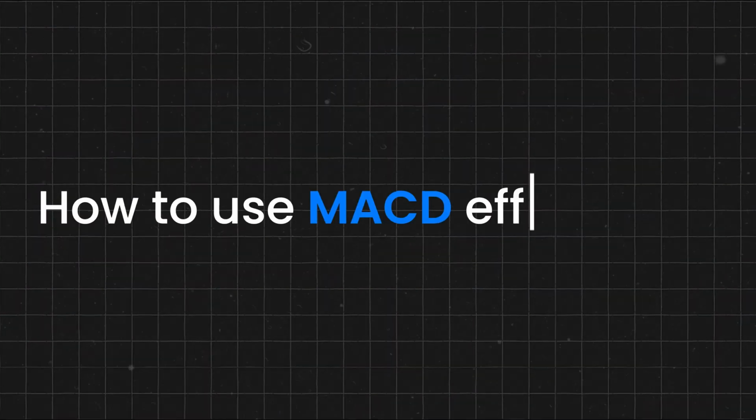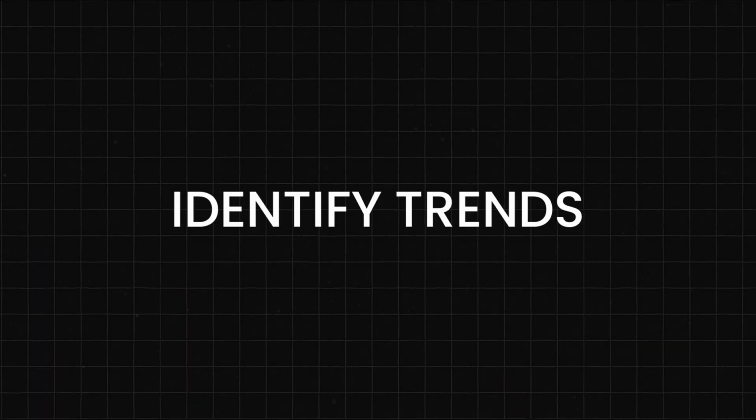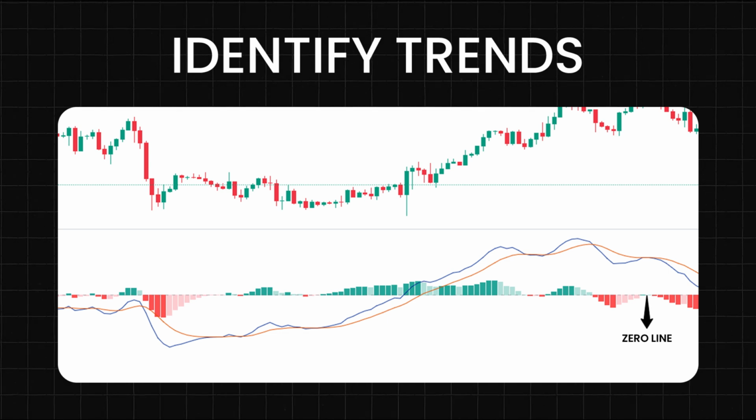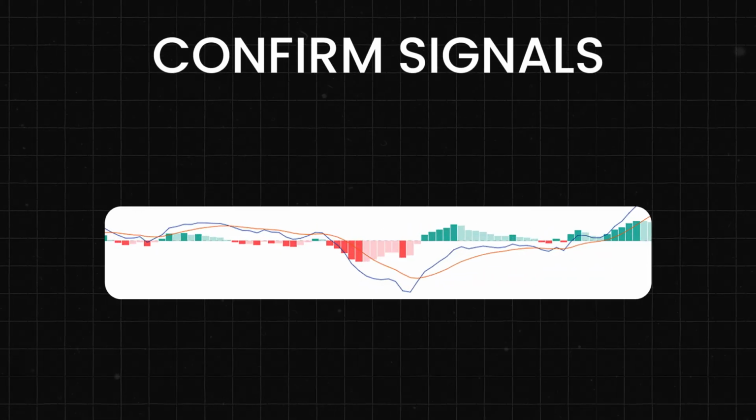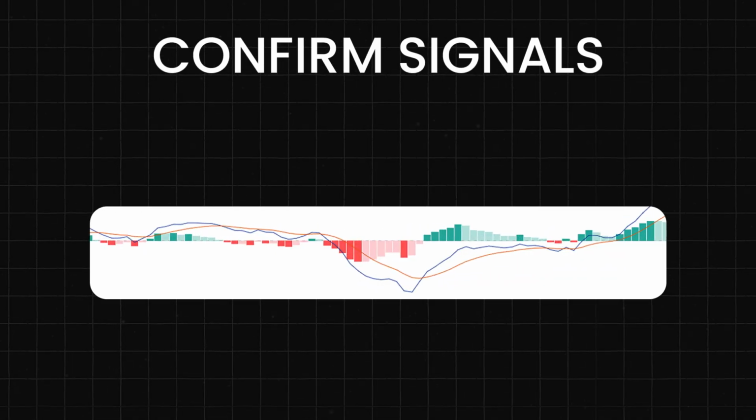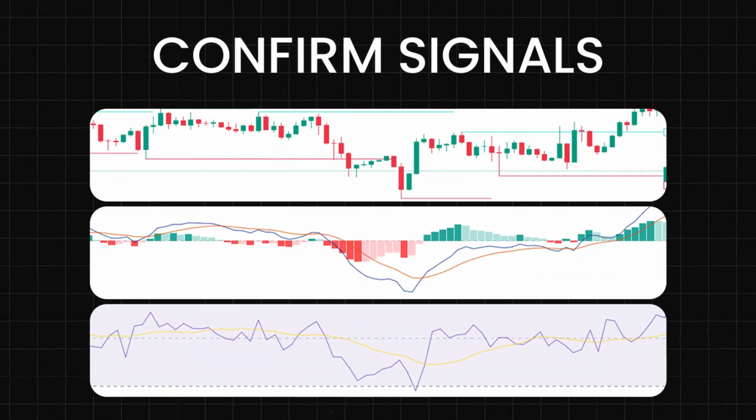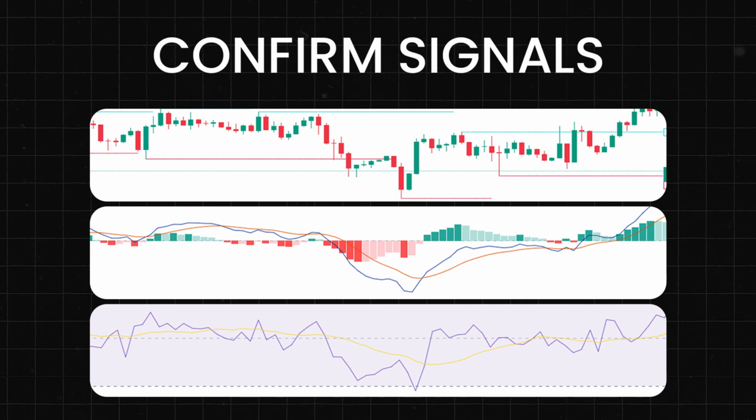How to use MACD effectively? Identify trends. Use the zero line and MACD signal crossovers to spot trends early. Confirm signals. Combine MACD with other indicators like RSI or support and resistance levels for more reliable setups.